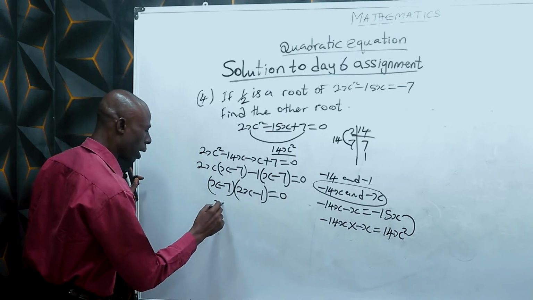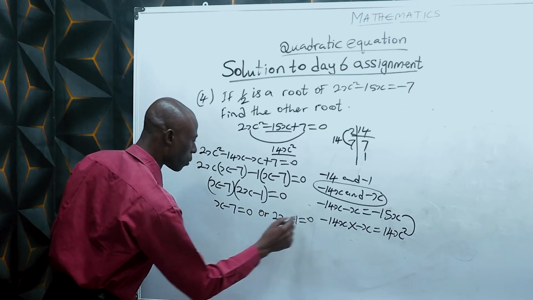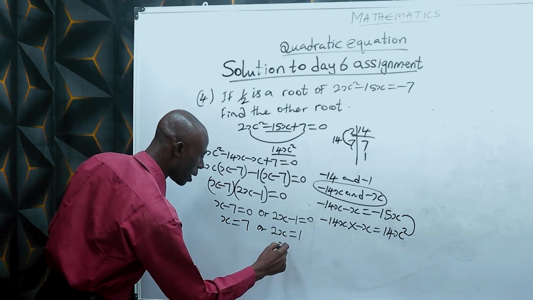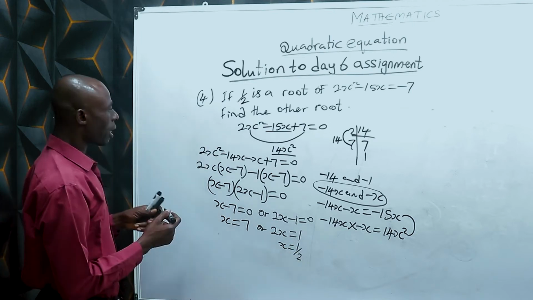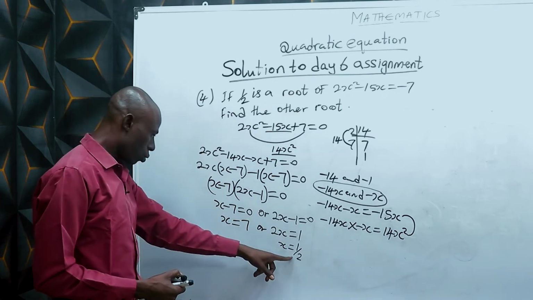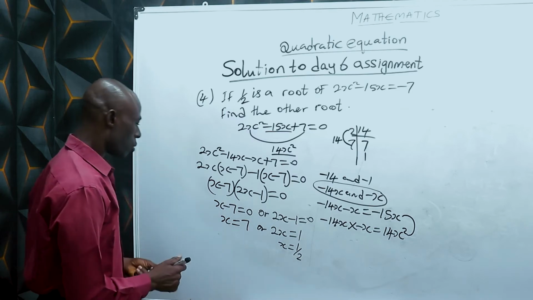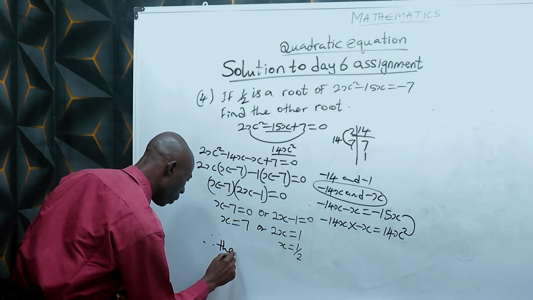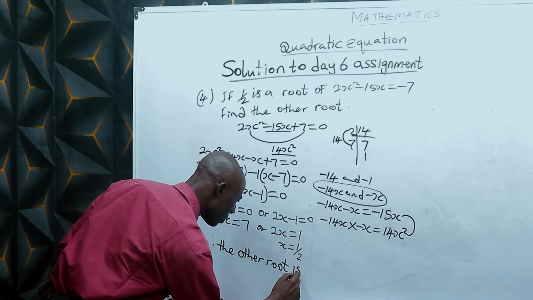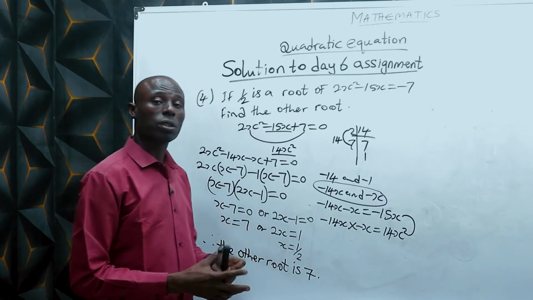Equals 0. So x minus 7 is equal to 0, or 2x minus 1 is equal to 0. X equals 7, or 2x equals 1, x equals half. Don't forget, it has been given right from the beginning that half is a root of the equation, which is true. We have found it. So find the other root. The other root will be 7. Therefore, the other root is 7. That is the end of the solution to the assignment.